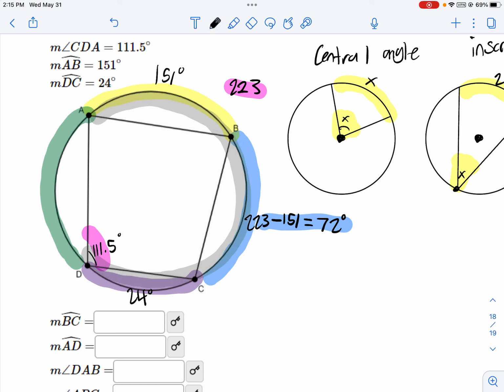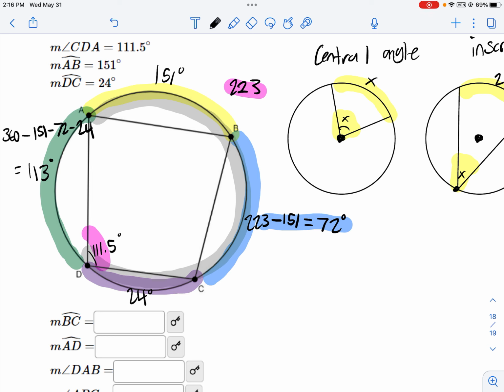So we know the entire circle is 360. From there, if we just take out the arcs we already know, the 151, the yellow arc, the blue arc, 72, and the purple arc, 24, then that leaves our remaining arc. And that is how we can find the last one. So 360 minus 151 minus 72 minus 24. When we subtract all those together, we end up with 113 degrees.